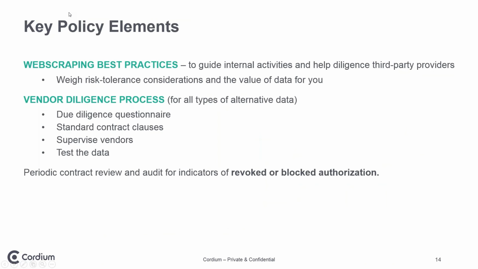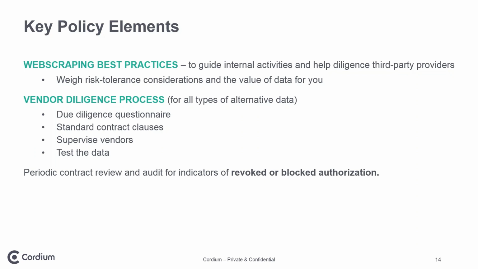Next, we'll go over key policy elements. First, web scraping best practices. It's important to have those in your policies to guide internal activities and help diligence third-party providers. Of course, that includes requiring that those performing the web scraping follow technological protocols and refrain from circumventing impediments to automated data collection. And depending on the frequency of the data collection, the policy could also require permission of the CCO prior to performing the web scraping.